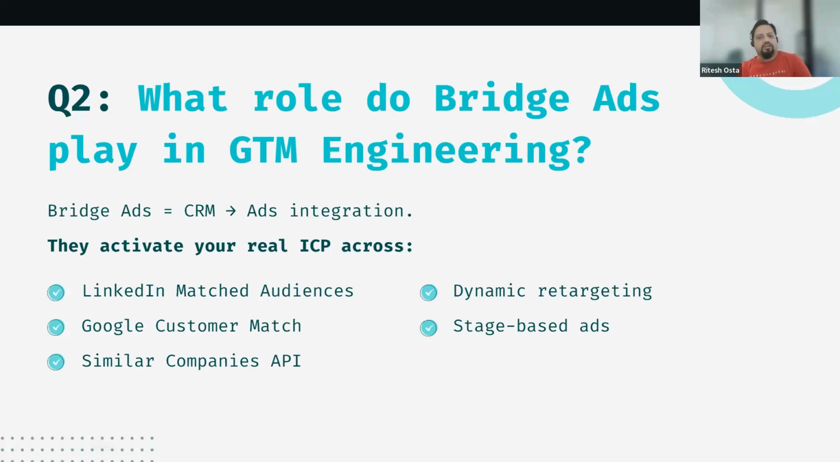That means they will do the integration with their own data. They will gather data across the internet, and then they will run ads on that specific data. How is it technically going to be done? You build your ICPs, you create matched audiences, you can create Google Customer Match, similar companies API, dynamic retargeting, stage-based ads. There are different ways of doing that.